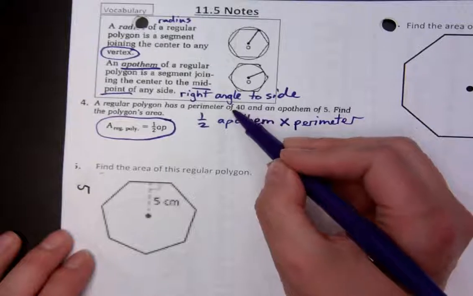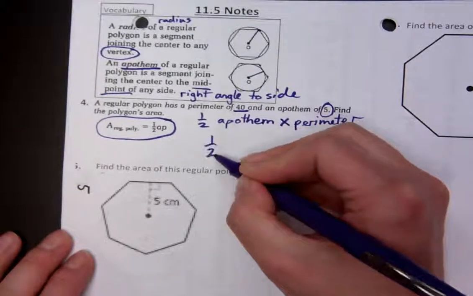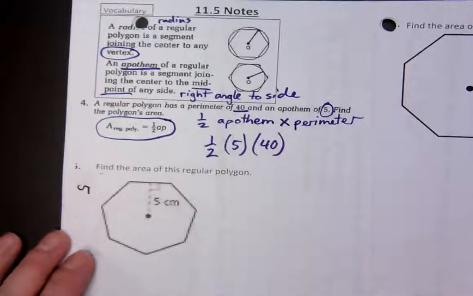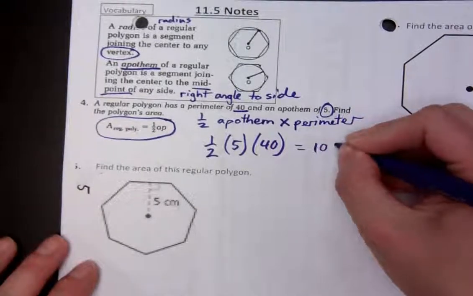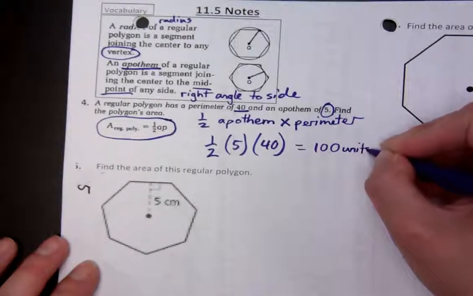So this first one they give us, the perimeter is 40, apothem's 5. We just have to plug it in. So 1/2 times 5 times 40. Can y'all mental math that? Yeah, just 100. It does not give us the unit, so we'll just write units squared.